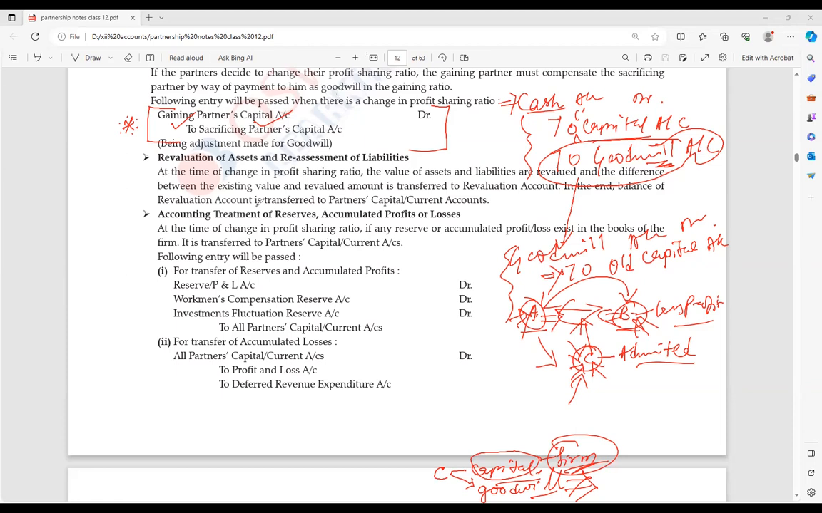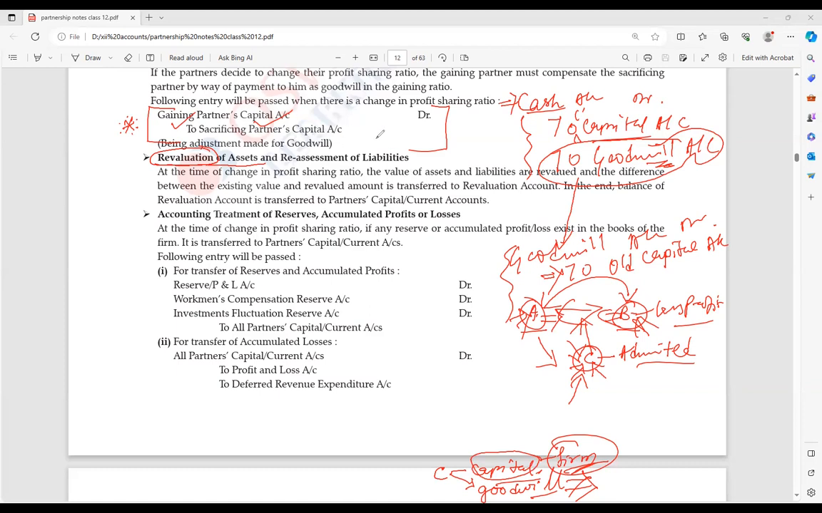Okay. Next is what? Revaluation of assets and reassessment of liabilities. Can you tell me what is that revaluation? Just a normal vocabulary word. If I am asking you, what is revaluation? Like you reevaluate the asset value. Okay. What are we doing here now? We are doing admission of a partner or changing the profit sharing ratio.